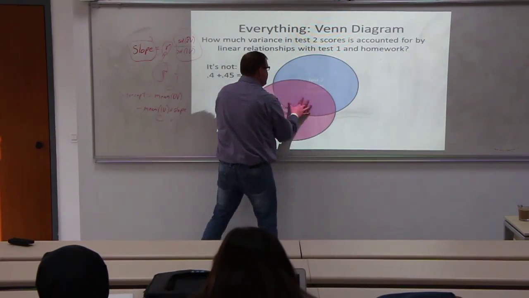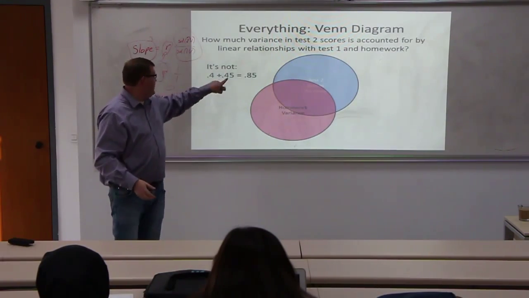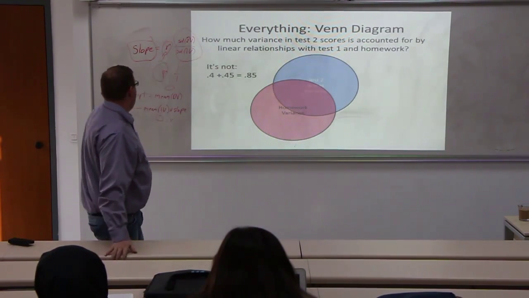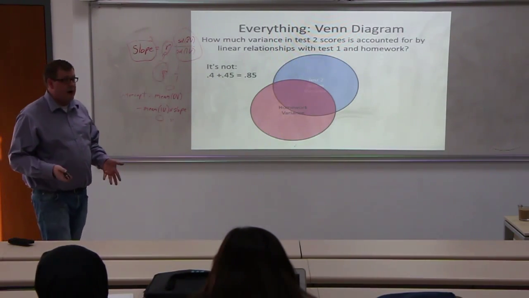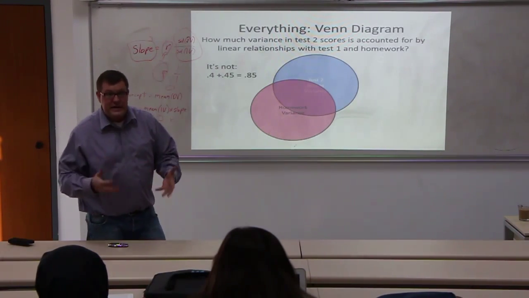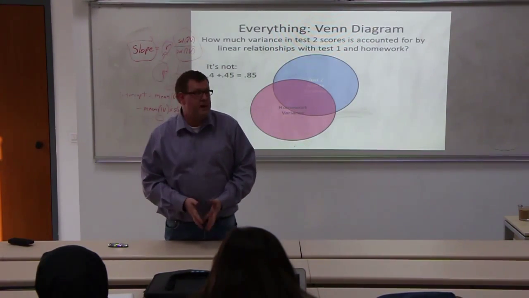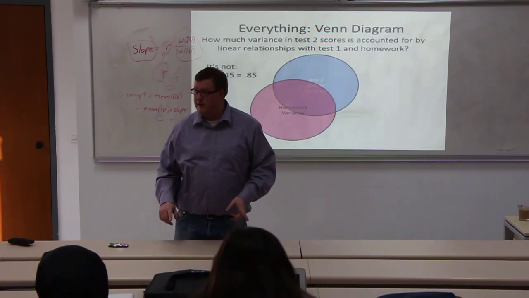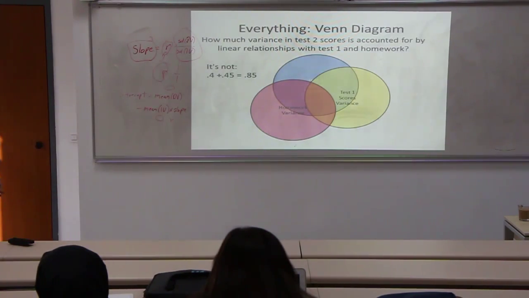So when we just plotted the r squared, we said this represents the percent of variance in our test 2 scores that's explained by one of our independent variables. Now, when we are doing a multiple regression or multiple correlation, we're asking how much all of our independent variables together explain variance in our dependent variable. So we can plot all three of those things.